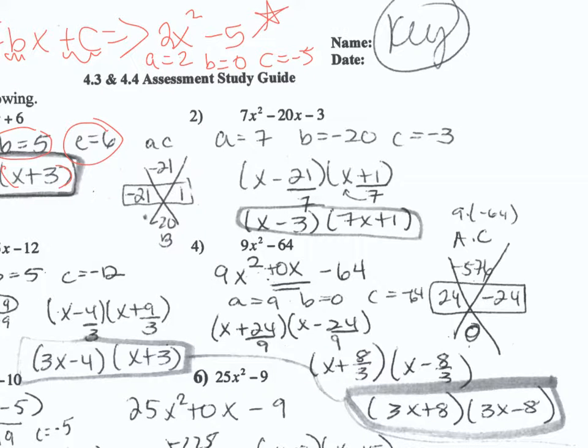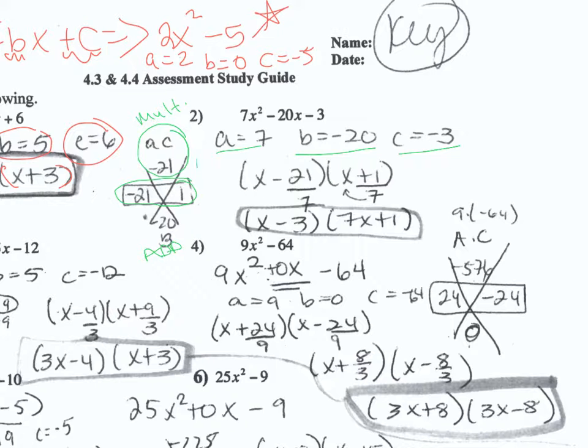Now in this next one, notice A is 7, B is negative 20, C is negative 3. Be careful. You're looking for two numbers that multiply to negative 21 that add to B, or negative 20. So that combination is negative 21 and 1. Remember, if you get stuck, make a little list.